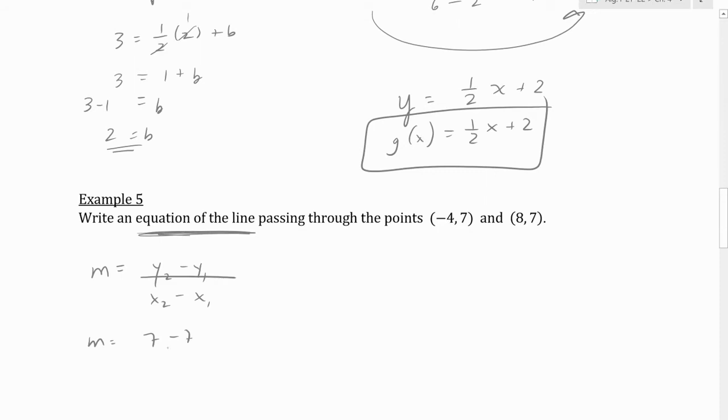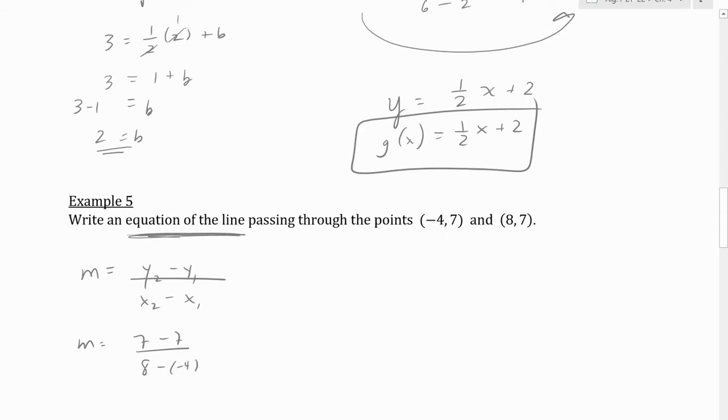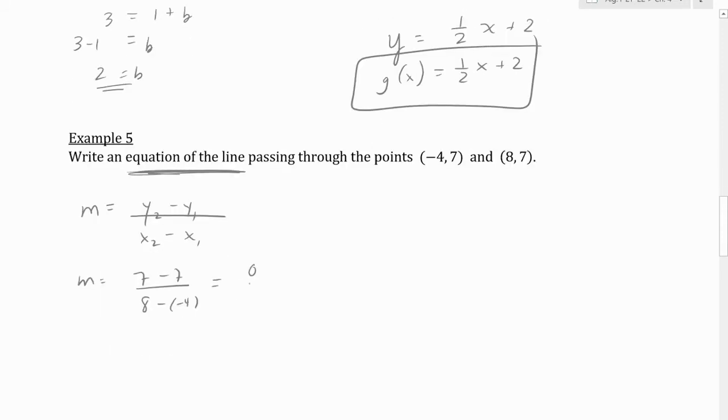Second y minus first y, second x minus first x. Oops. I get 0 over 8 plus 4. I get 0 over 12. That's just 0. So if I wanted to, I could continue with this same old method.